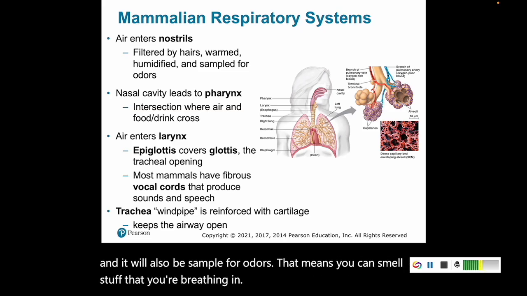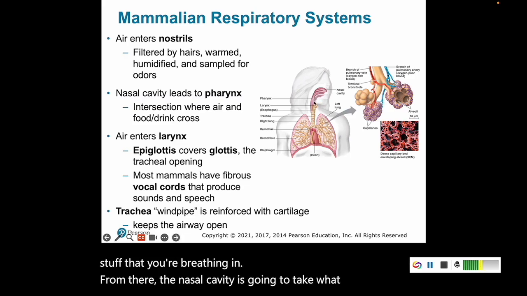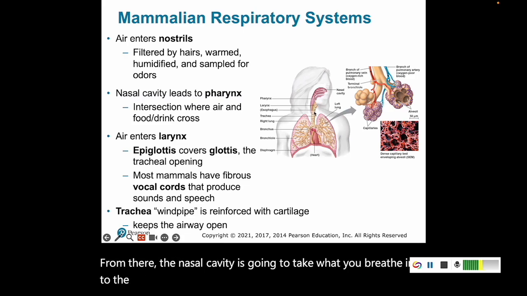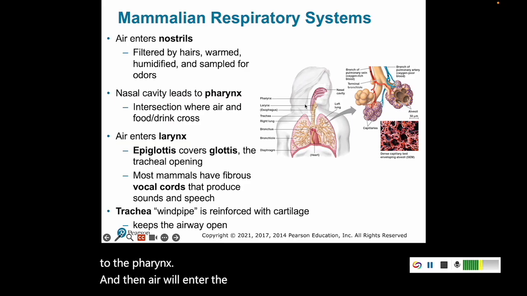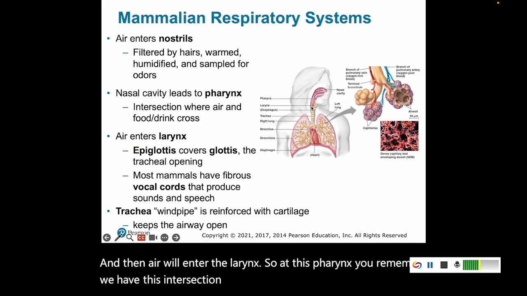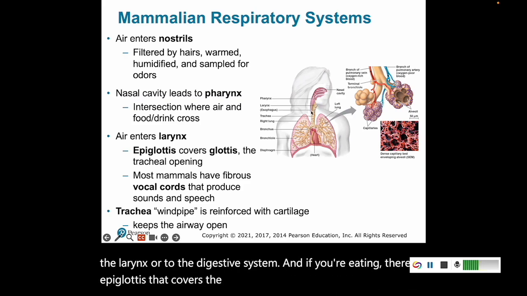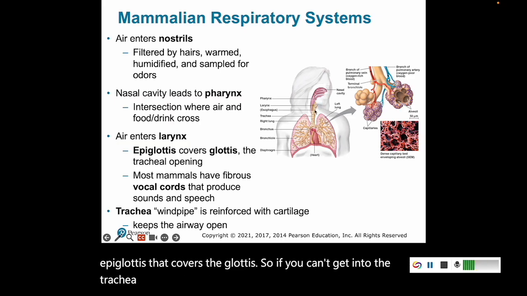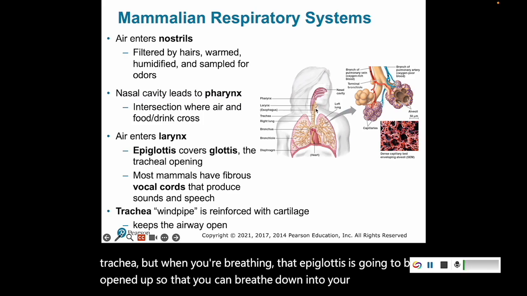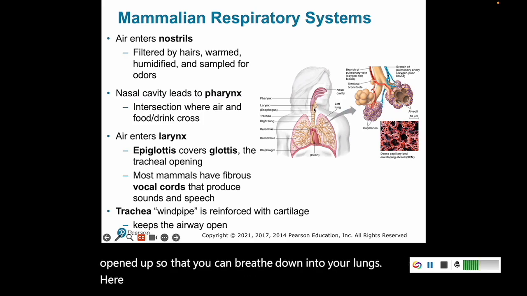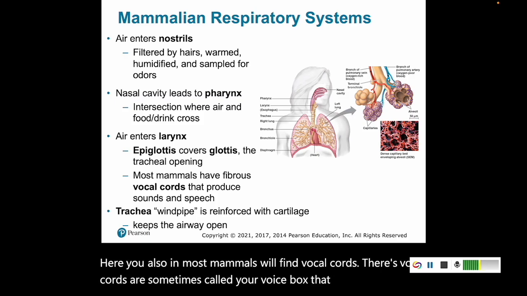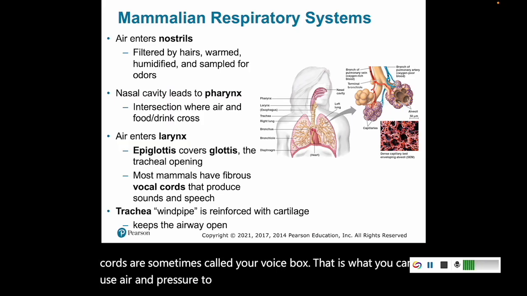From there, the nasal cavity is going to take what you breathed in to the pharynx. And then air will enter the larynx. So at this pharynx, you remember we have this intersection where it can either go down the larynx or to the digestive system. And if you're eating, there's an epiglottis that covers the glottis, so food can't get into the trachea. But when you're breathing, that epiglottis is going to be opened up so that you can breathe down into your lungs. Here you also, in most mammals, will find vocal cords. Those vocal cords are sometimes called your voice box. That is what you can use air and pressure to create sounds and speech and songs.